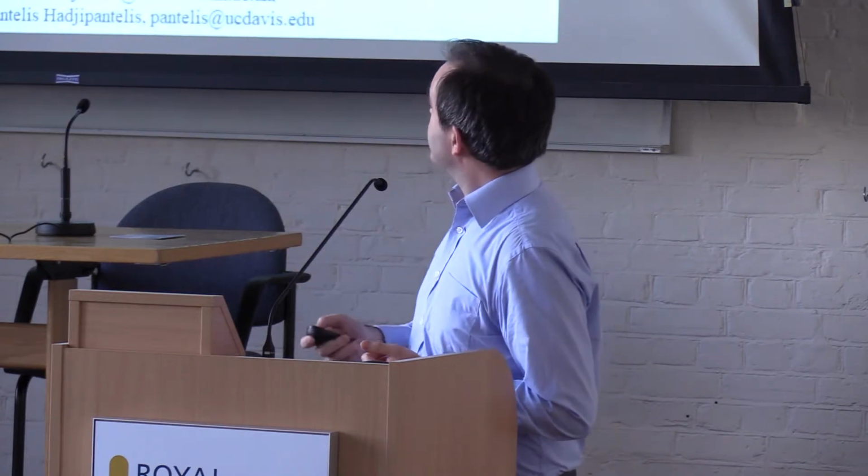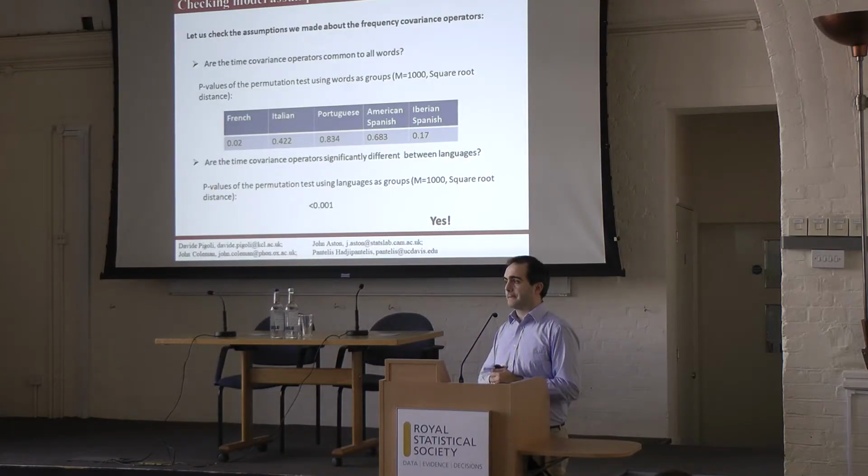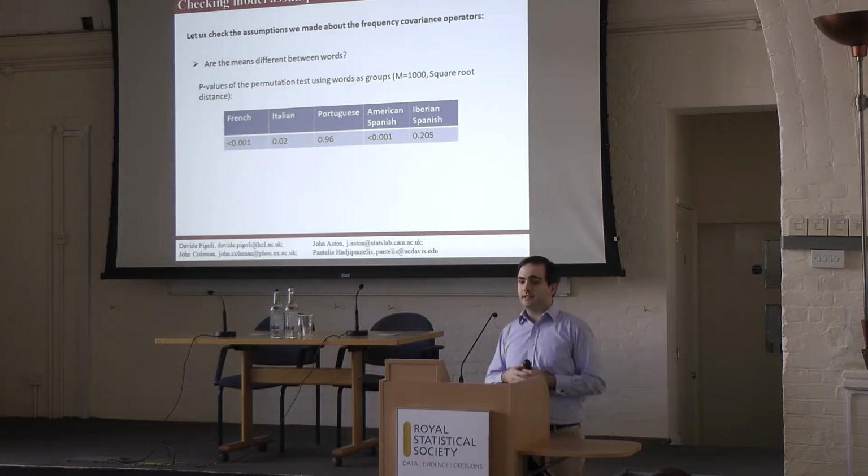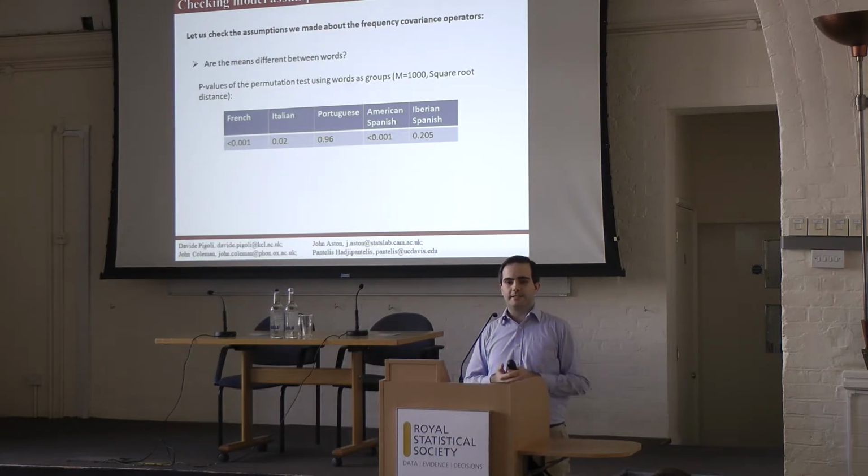Okay, so this was for the frequency. Similar result, same story for the time covariance component. I will not add anything on that. So the same strategy can be used for the mean. Just you use a linear distance between the means. And these are the results.